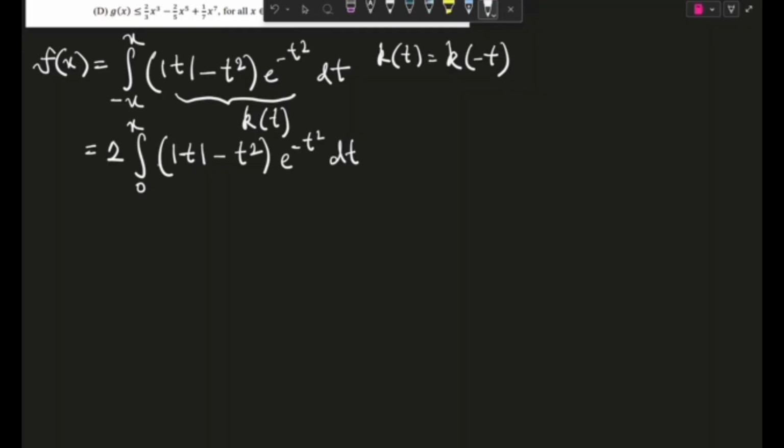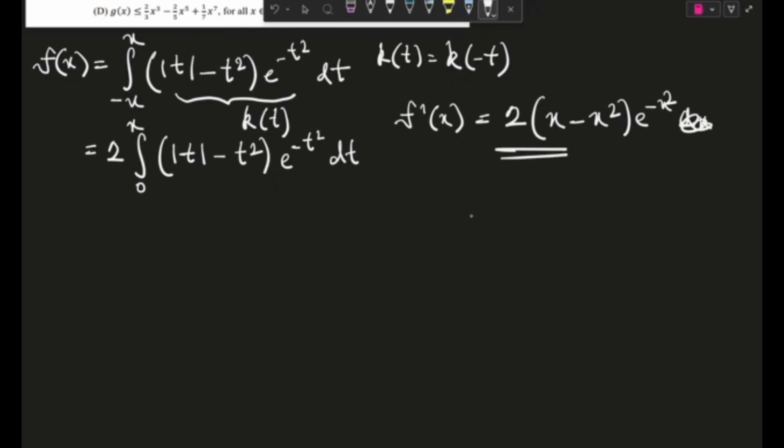So what I will do now is differentiate this equation once. I will write f dash x. You will slowly understand why. So it will become 2 times, and we don't need mod t because x is greater than or equal to 0. So 2 times x minus x square into e power minus x square, and dx is not needed, I'm sorry. This is your f dash x. Now this thing is always positive, and this thing comes out to be x times 1 minus x. If we put this equal to 0, the roots are 0 and 1.